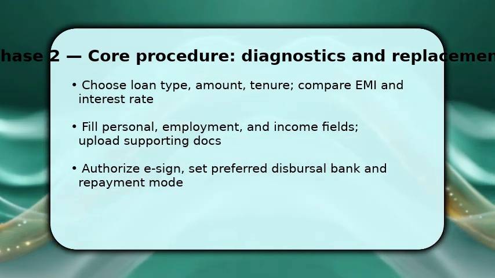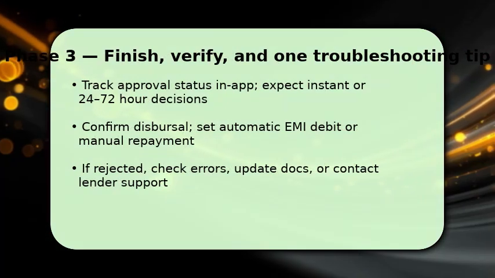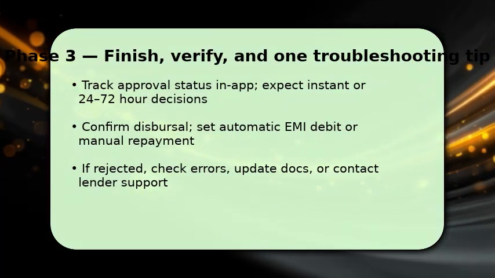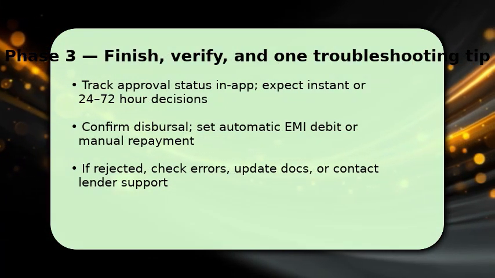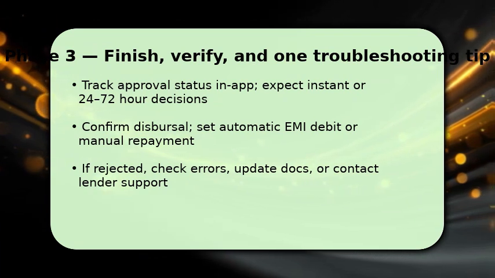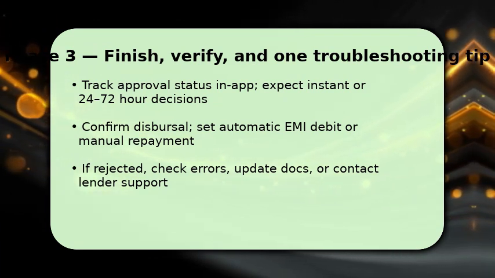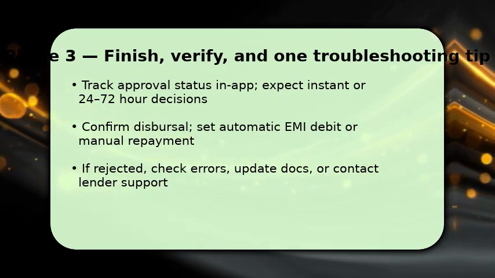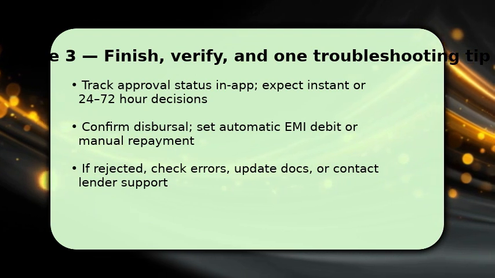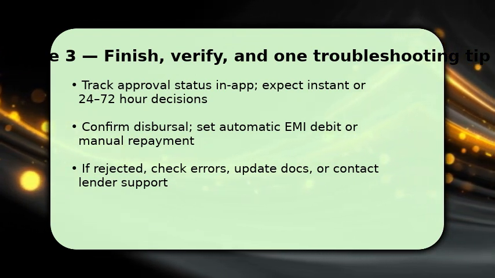You wait for approval. Some lenders decide instantly, others take 24 to 72 hours, track status in the app and respond to requests promptly. Once approved, confirm disbursal to your chosen bank and set automatic EMI debit to avoid missed payments. This protects your credit score.